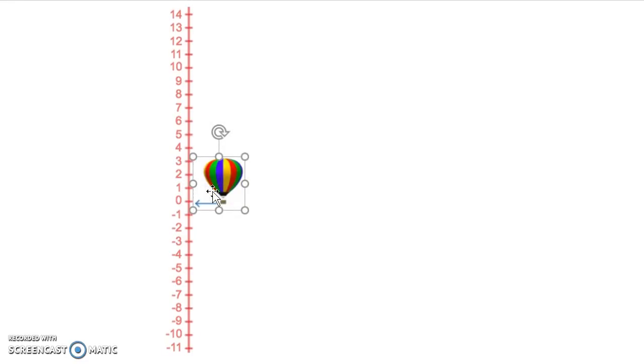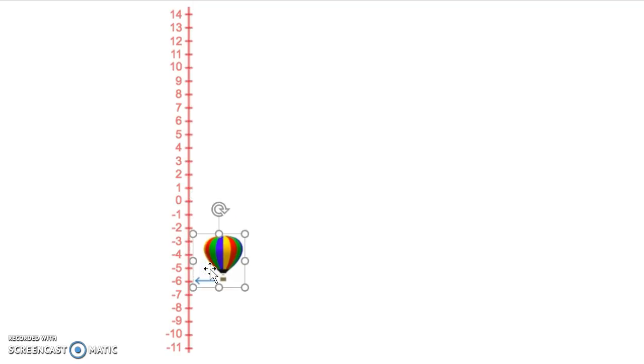Okay. Let's say I were to take 3 bags of sand and I were to put them in on 2 different occasions. So the first time I put in 3 bags of sand, the balloon goes down 3. The second time I put in 3 bags of sand, the balloon goes down 3 again. And I end up at negative 6. So negative 3, which is the 3 bags of sand, times 2, because I'm adding it to the balloon, actually gives me a negative 6. So negative 3 times 2 equals negative 6.